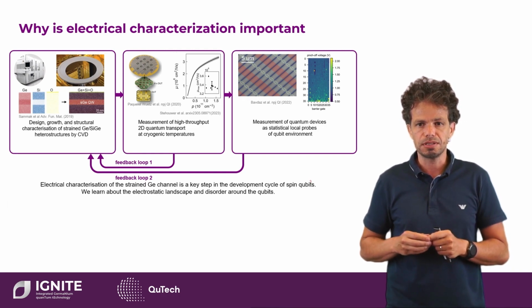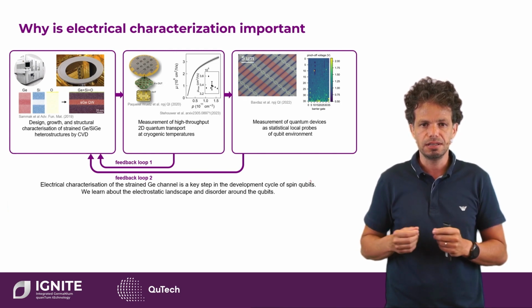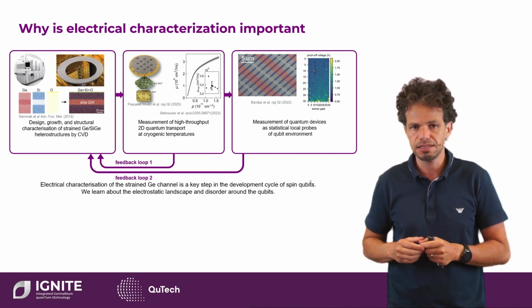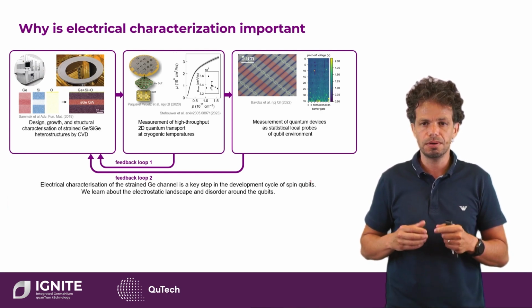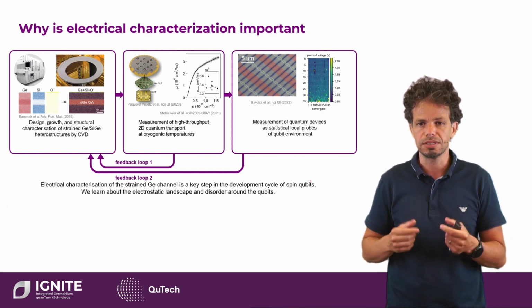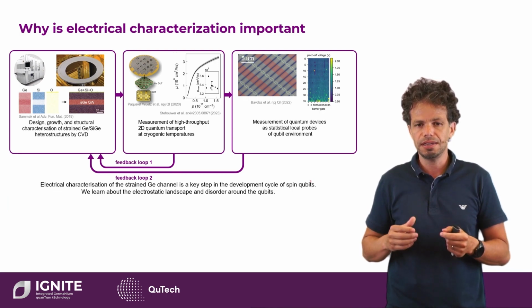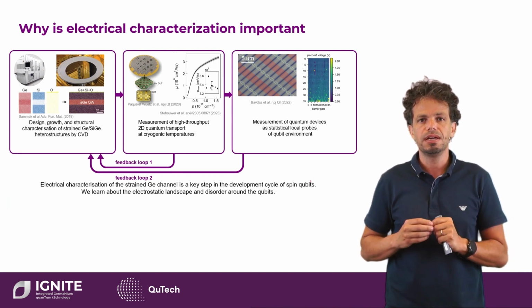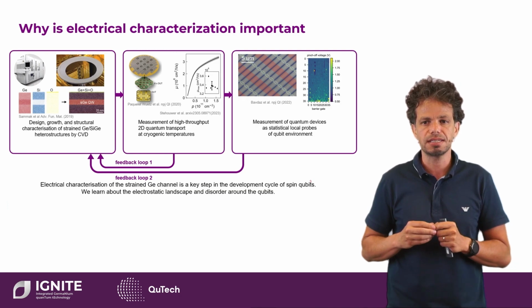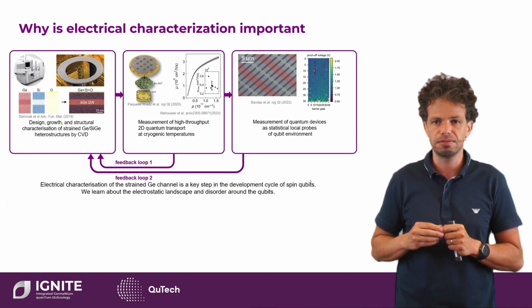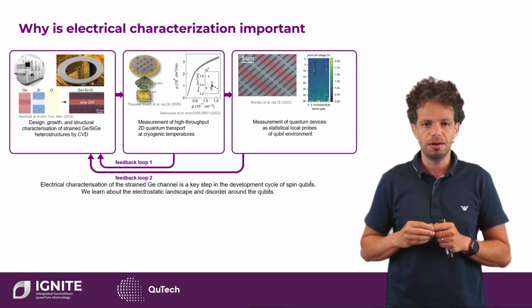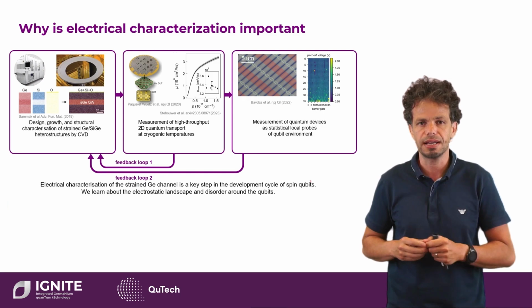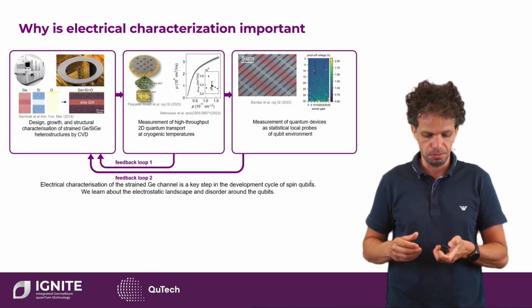Finally, what we want to do is also gather information not from macroscopic devices such as Hall bars or transistors, but at the local scale, at the nanoscale. So the idea here for the second feedback loop is to measure quantum devices as statistical local probes of the qubit environment. By measuring the strained germanium channel, what we learn is the electrostatic landscape and the disorder around the qubits.